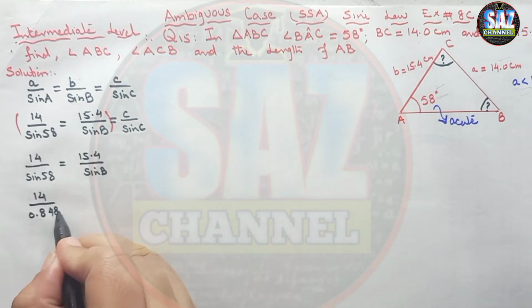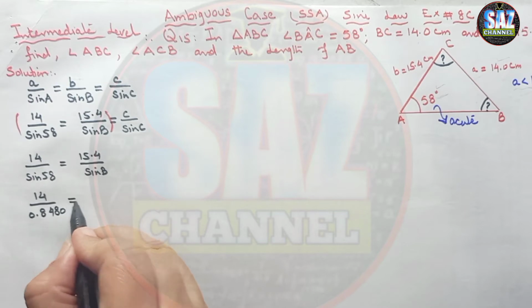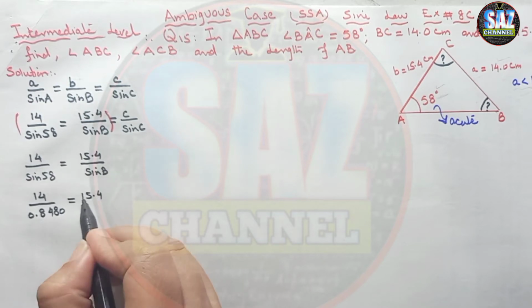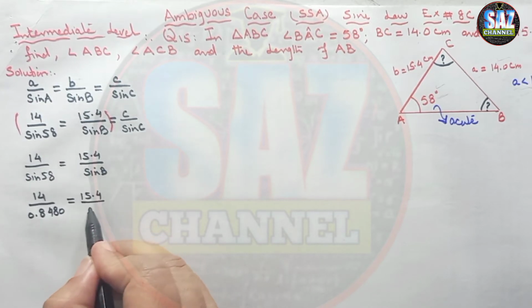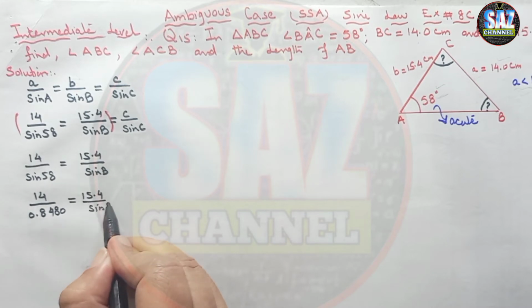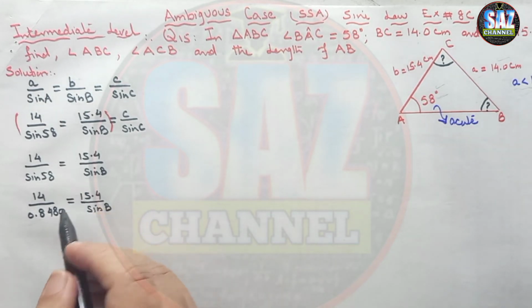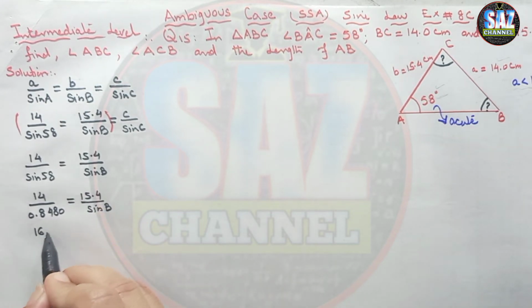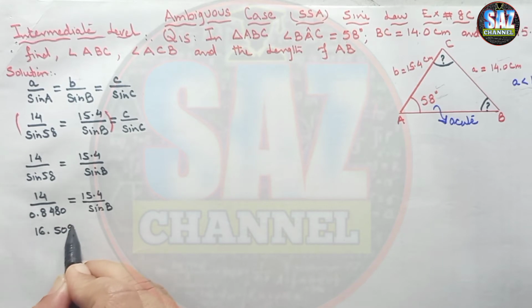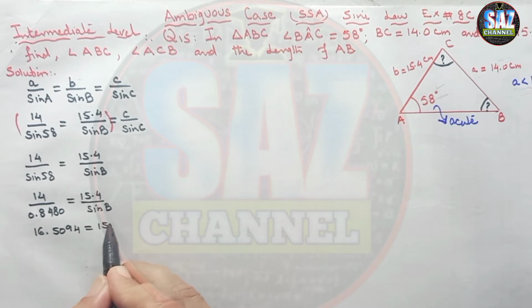So I will take it 0.8480 equals 15.4 upon sine B. Okay, and now what we have to do, we have to divide 14 by 0.8480, and this gives me 16.5094 equals 15.4 upon sine B.